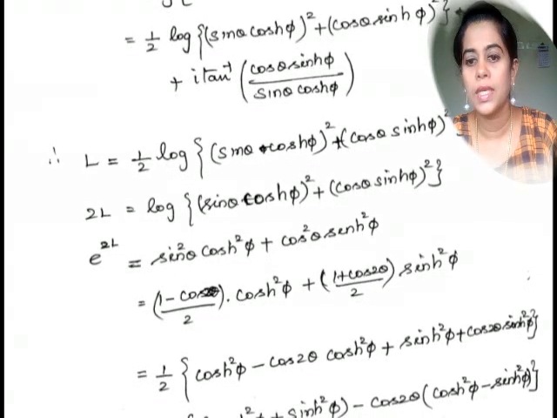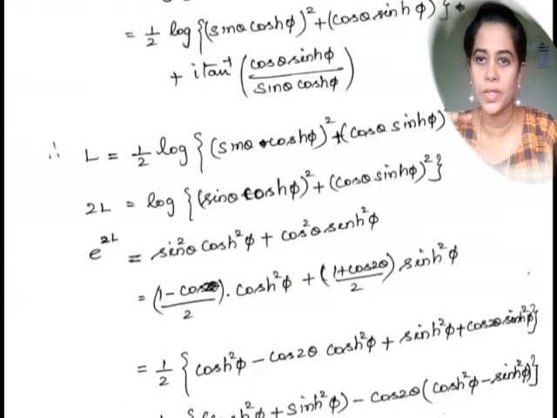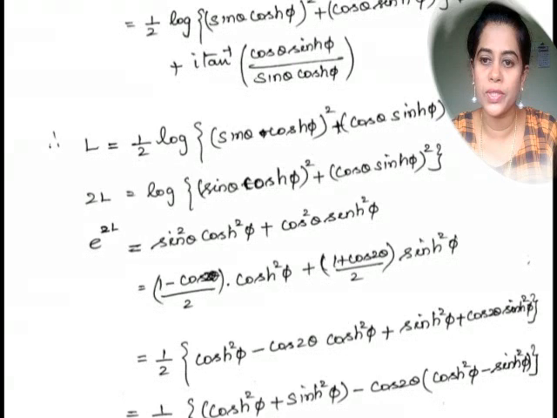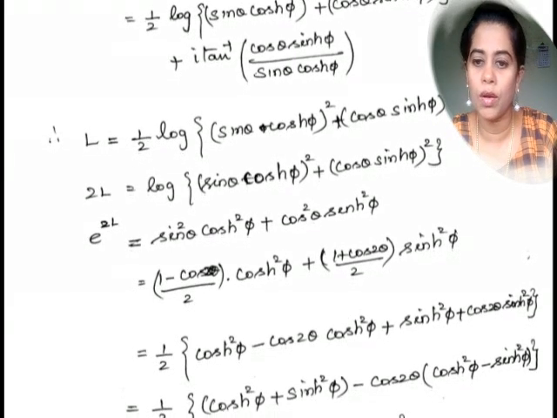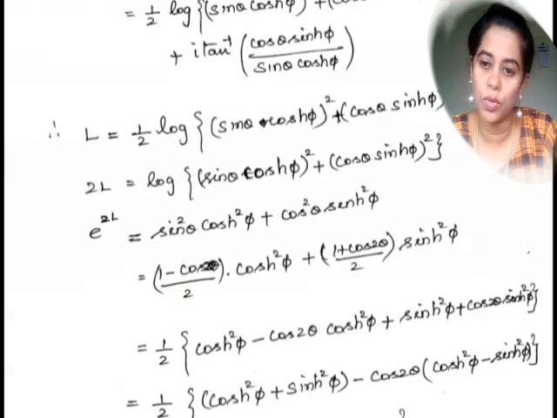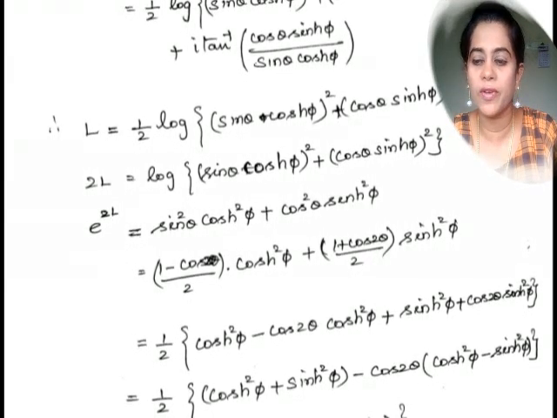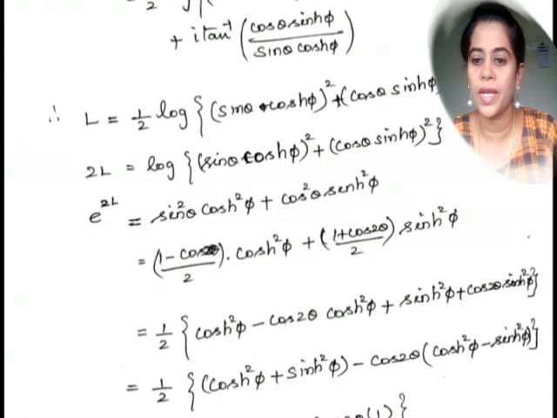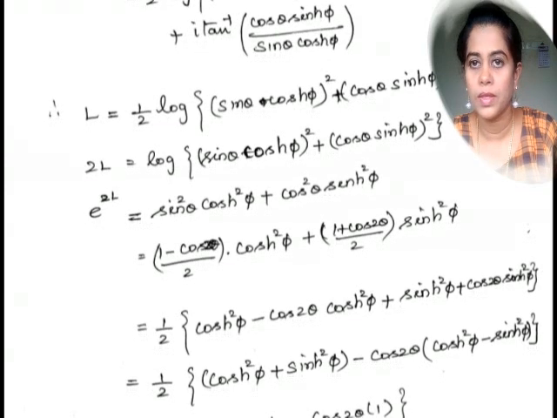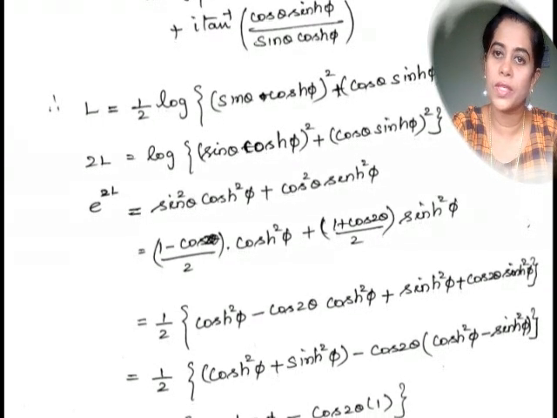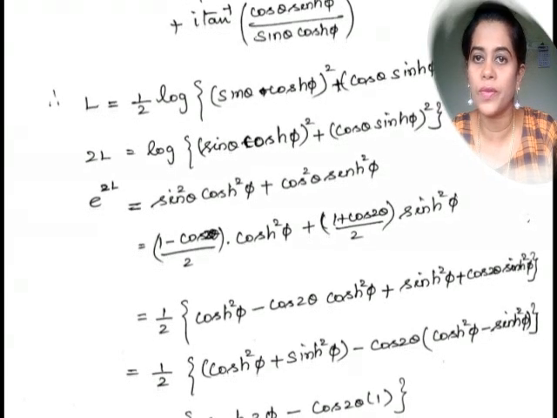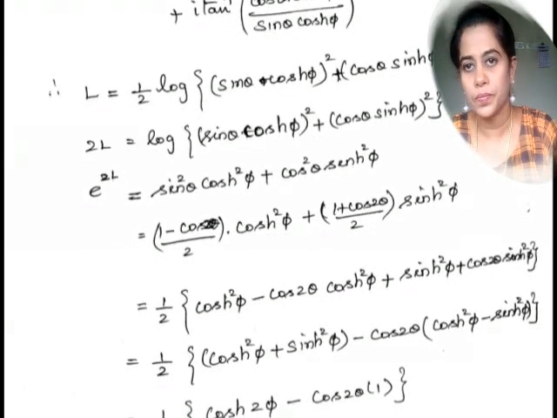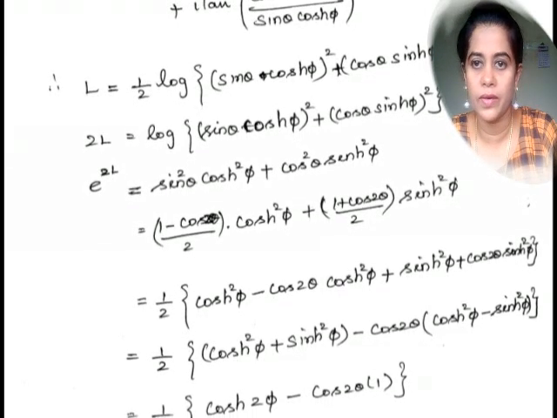I can write it as 1 by 2 log of x squared plus y squared. Here x is the real part and y is the imaginary part. So we can write it as 1 by 2 log of sin theta cosh phi the whole squared plus cos theta sinh phi the whole squared, plus i tan inverse of cos theta sinh phi divided by sin theta cosh phi. Is that clear? Because log of the function will be of the form x plus iy. Log of x plus iy is equal to the modulus plus the amplitude. That is what we have written.